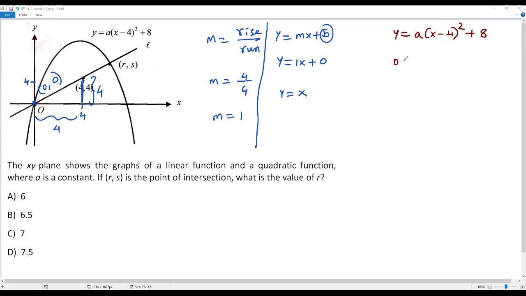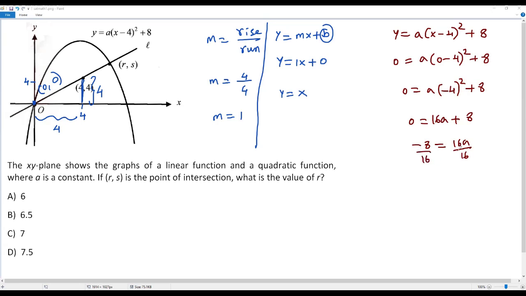Okay, let me do it. So 0 equals a times (0 minus 4) the whole squared, plus 8. Then I'm getting 0 equals a times (0 minus 4) the whole squared, which is just (negative 4) the whole squared, plus 8. Negative 4 the whole squared is just 16, and 16 times a is 16a, plus 8. Okay, now let me subtract 8 from both sides and I'm getting negative 8 equals 16a. Let me divide both sides by 16. Then 8 goes into 8 one time, 8 goes into 16 two times, and I'm getting negative 1 over 2 equals a.